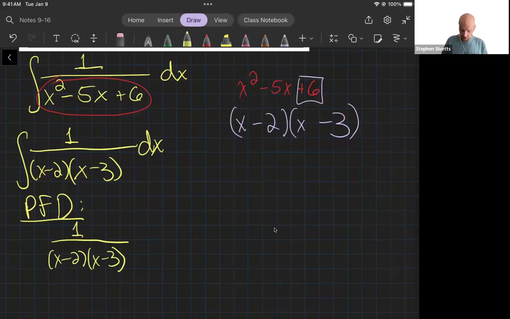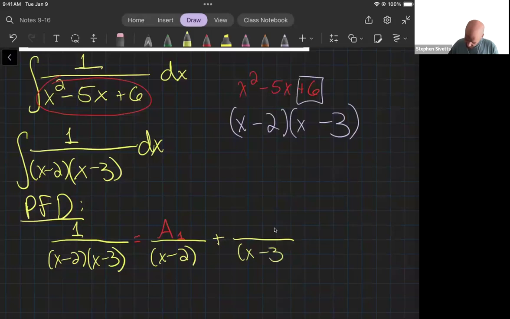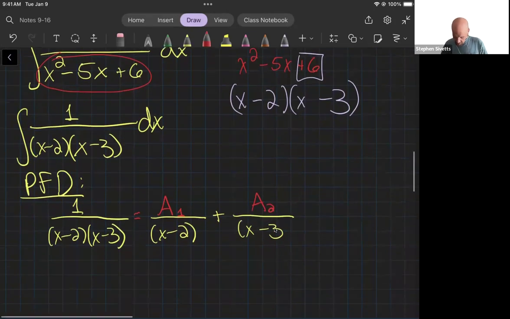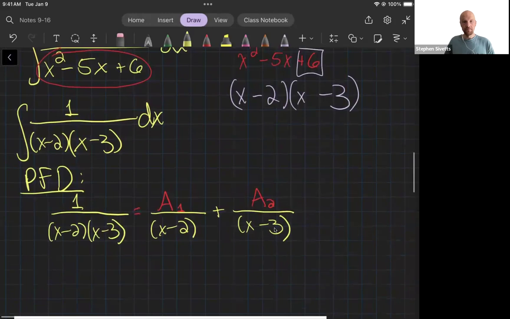So what we want to do is set, let's say, A1 over one factor, let's say x minus 2, plus the other factor, we'll call it A2, right? A2 over x minus 3. Okay, A2 over x minus 3. All right. So what we want to do now is solve for A1 and A2.